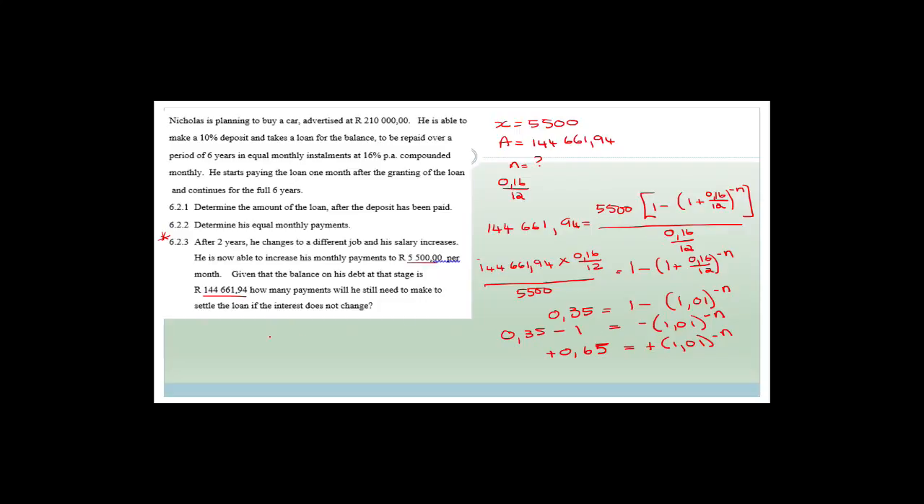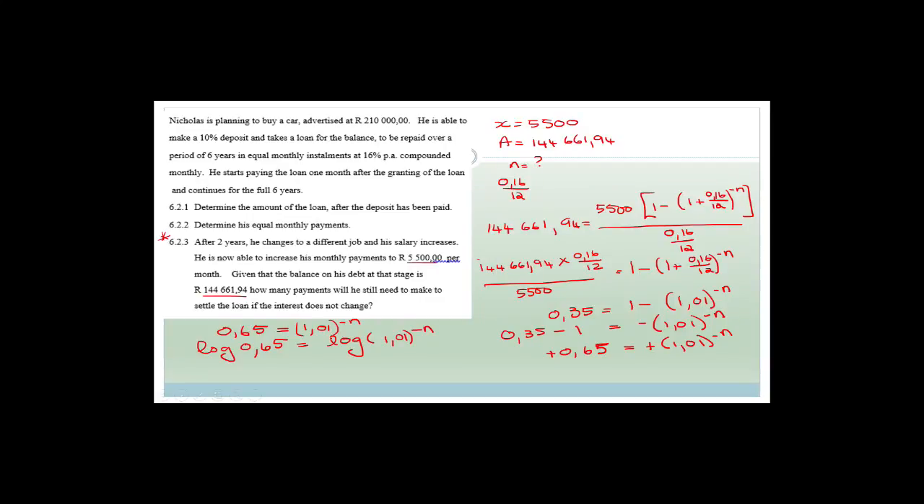So now we've got, let me write it out, 0.65 is equal to 1.01 all to the power of negative n. And now the best way to do this is to log it. But if you struggle with logging, we can log both sides. So let's do that. We can log 0.65 is equal to log 1.01 to the power of negative n.